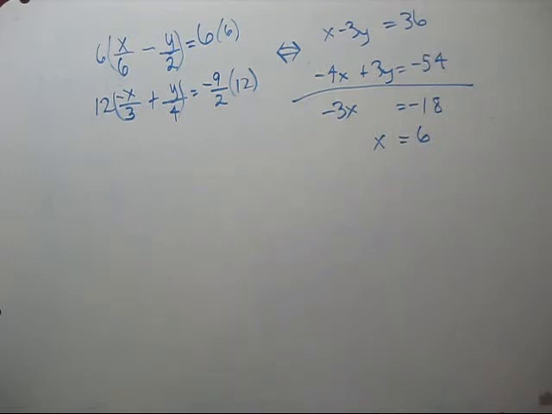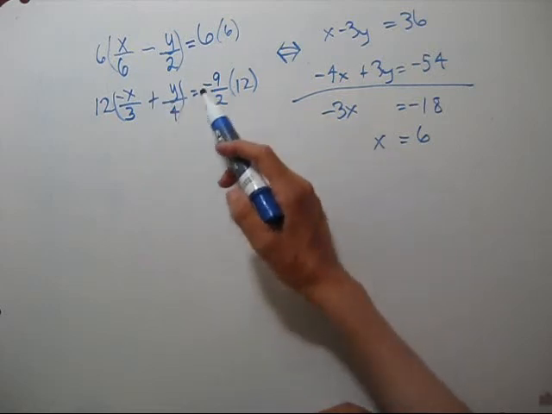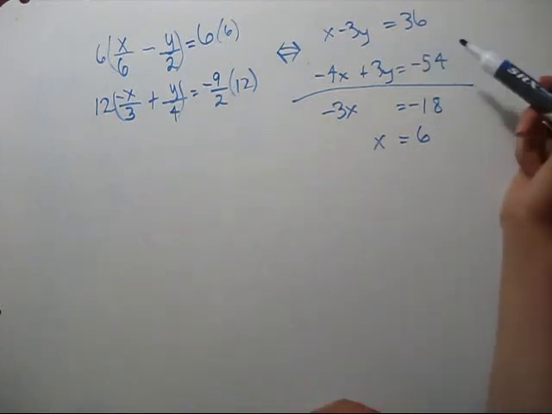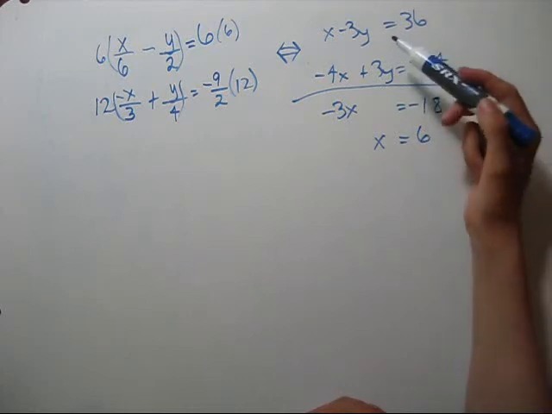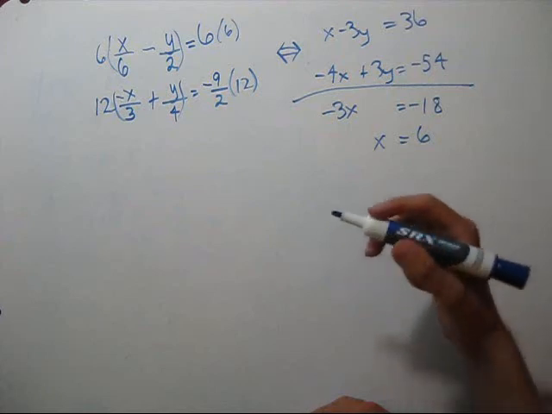Now that we have x, we need to find out what y is. We have several choices of where we could plug in x to find y. We could use any of these two original equations. We can use these two also. The one that looks simplest is the x minus 3y equals 36, so let's do that.